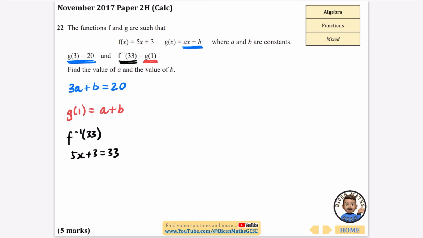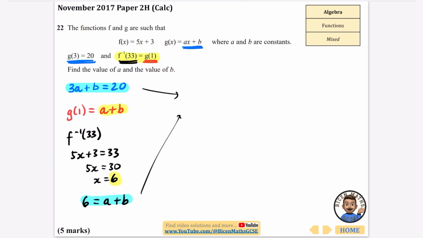So when I solve this, I get that 5x is equal to 30, which means that x is equal to 6. And we were told that these two things are equal to each other, which means that the 6 must be equal to the a plus b. So from the first part, the 6 must be equal to the a plus b. So 6 equals a plus b. All I'm going to do now is I'm going to take this one, and I'm going to solve them simultaneously up here. So I have 3a plus b equals 20. And I have a plus b equals 6.